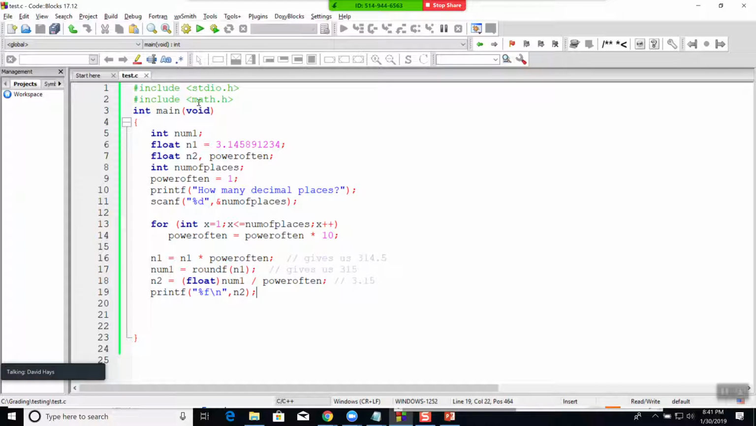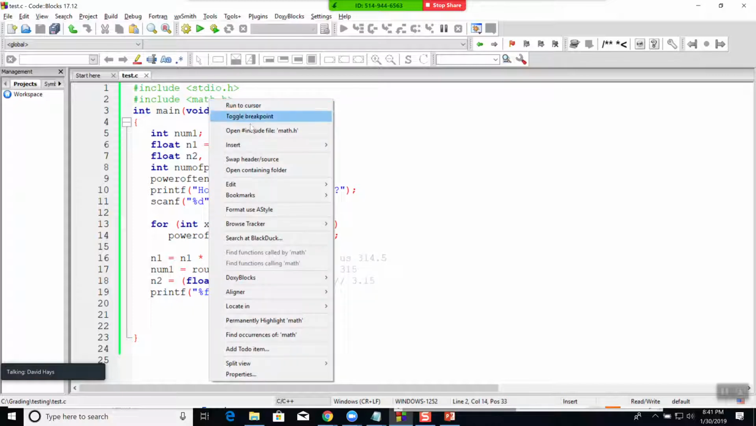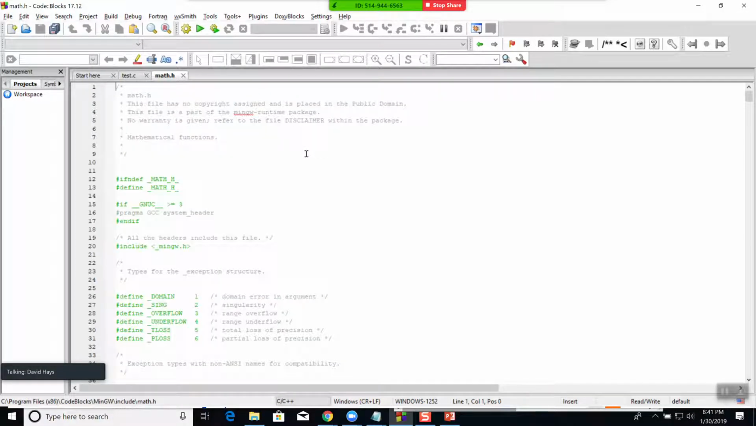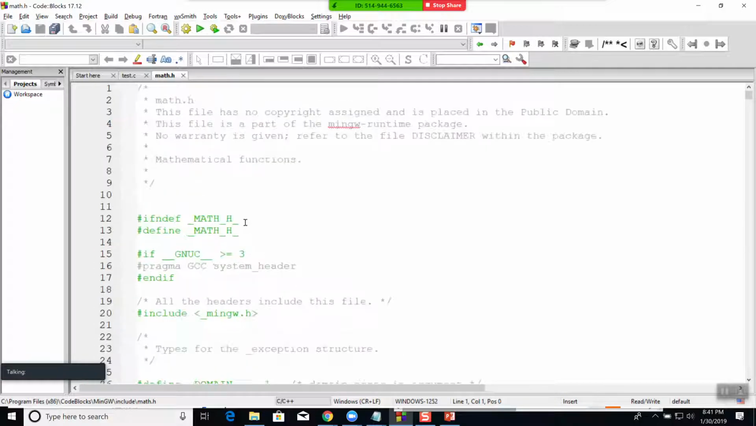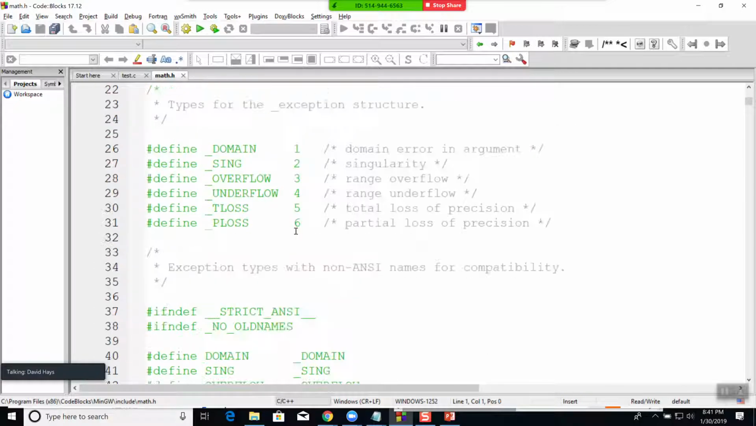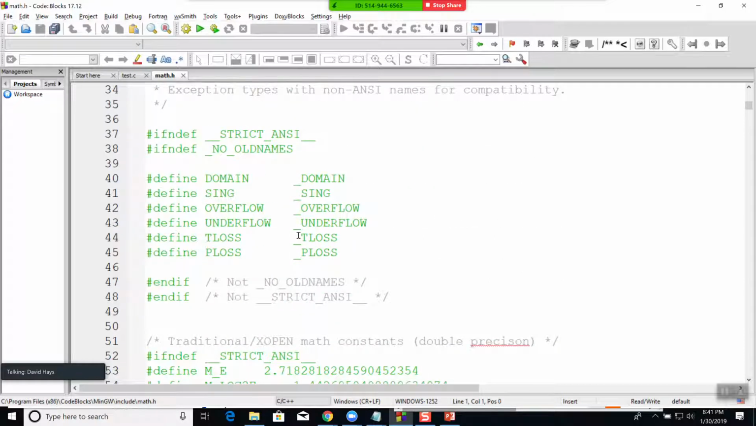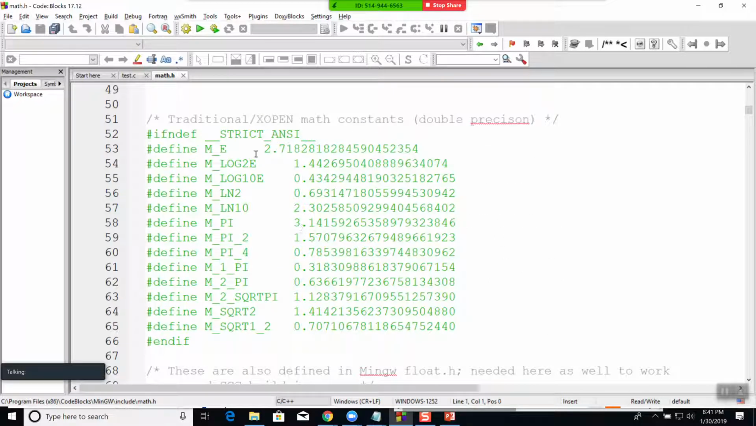And see, I got math.h here in Code::Blocks. If I right click on that, I can say view the header file. Oh, open the math.h. And these are all the different things that you can access. Here's like mathematical E, 2.71, all those decimal places. So if you've taken algebra, calculus, that's like the E from the interest formula.